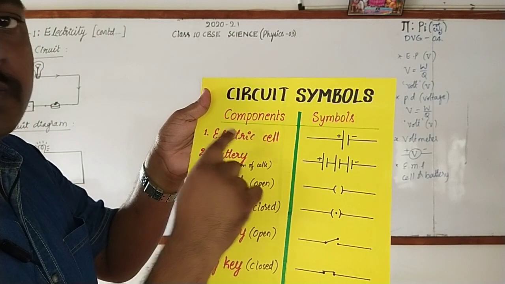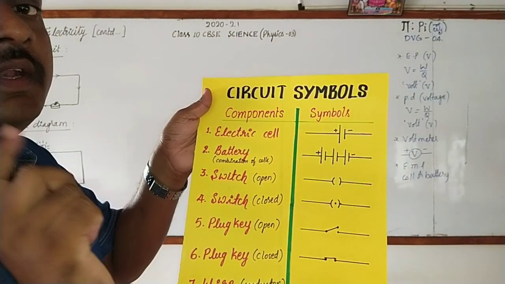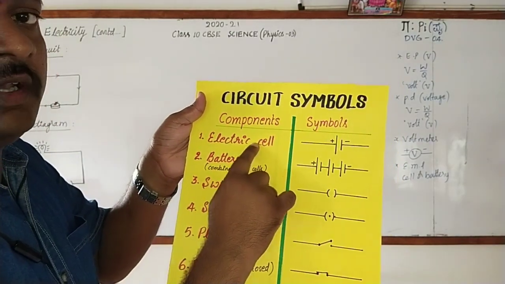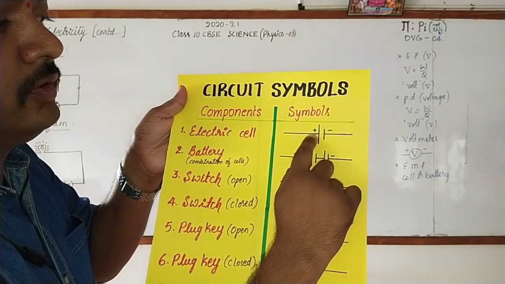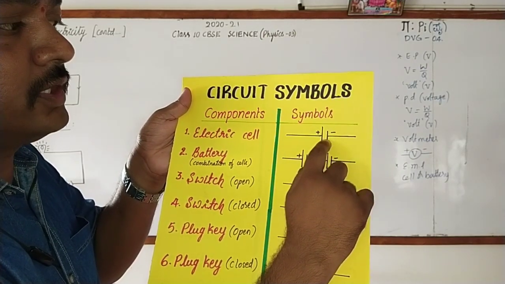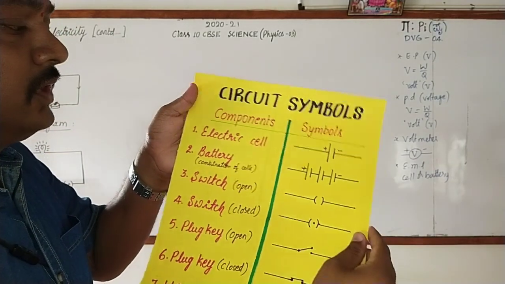It is a device which converts chemical energy into electrical energy. And this is the symbol. We have used the longer line to represent the positive terminal, and the shorter line for the negative terminal.